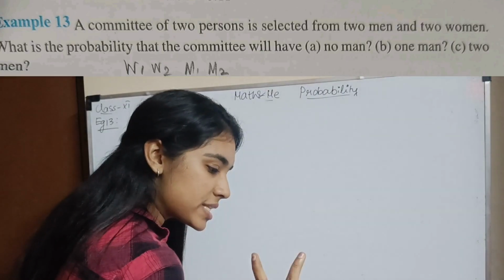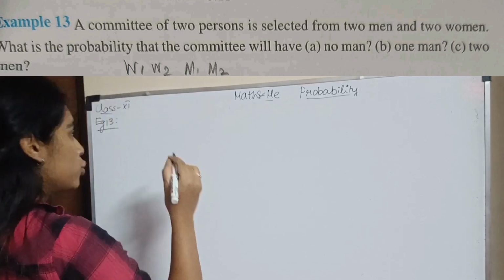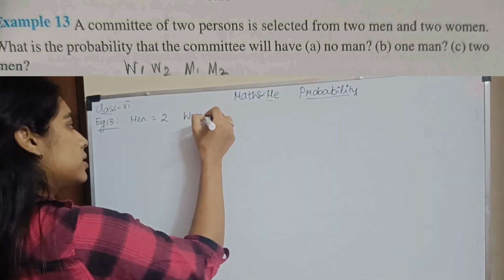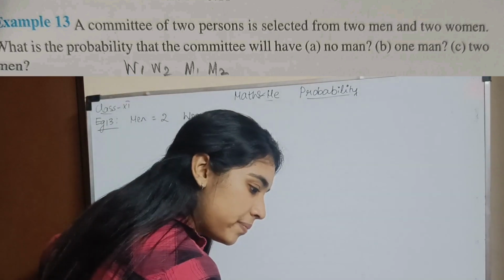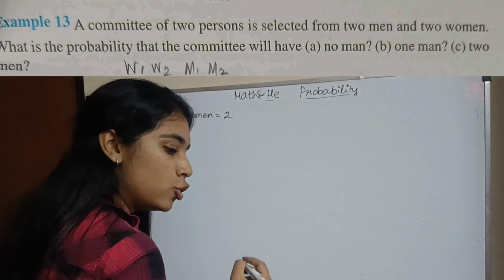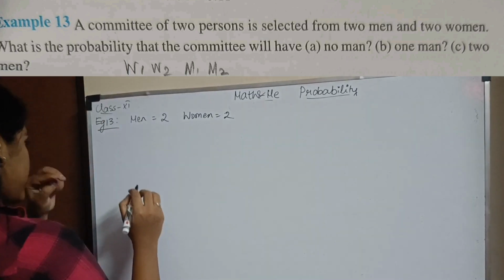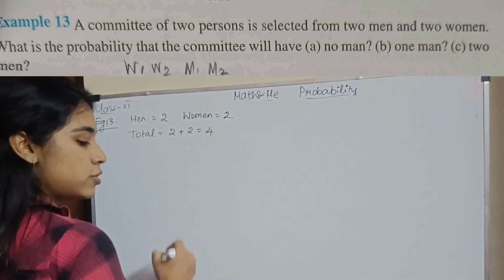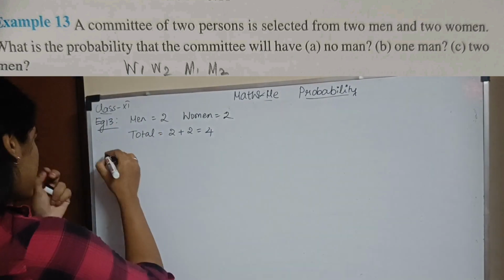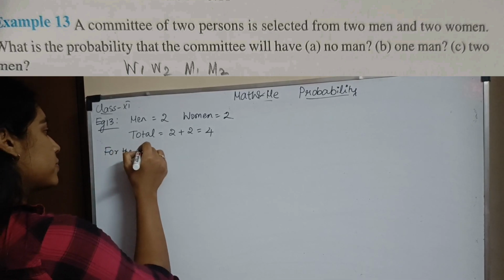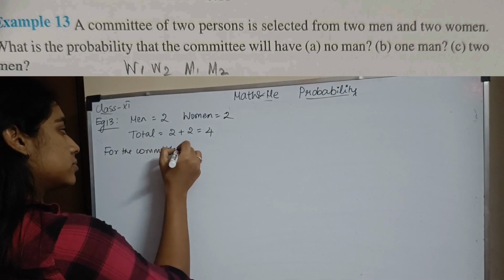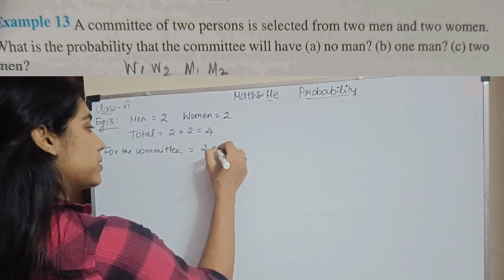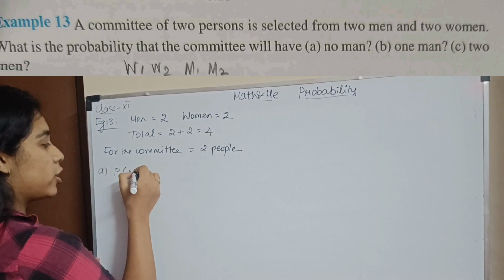A committee of 2 persons is selected from 2 men and 2 women. What does that mean? There are 2 men, and there are 2 women. What is the probability that the committee will have no man, 1 man and 2 men? So now what is the total? My total is 2 plus 2, which is equal to 4. I need to select 2 people for the committee. I need 2 people.